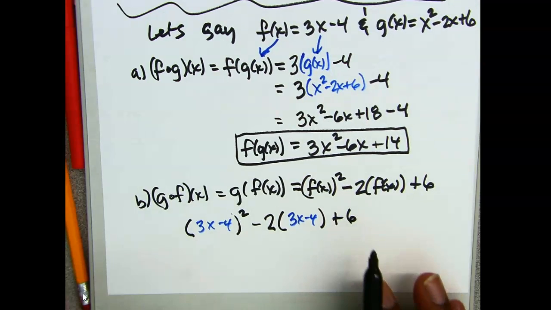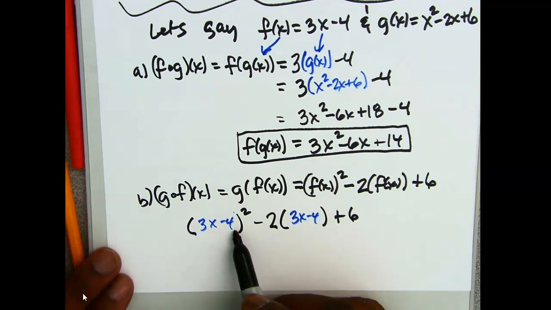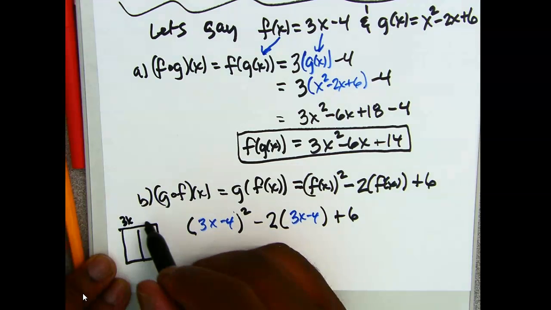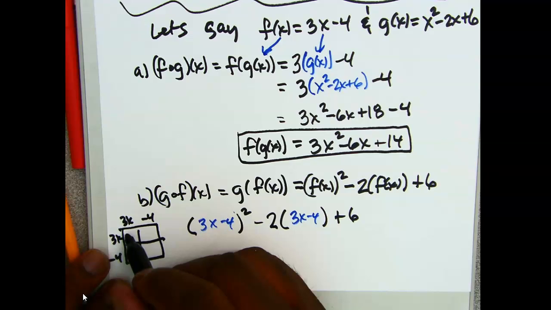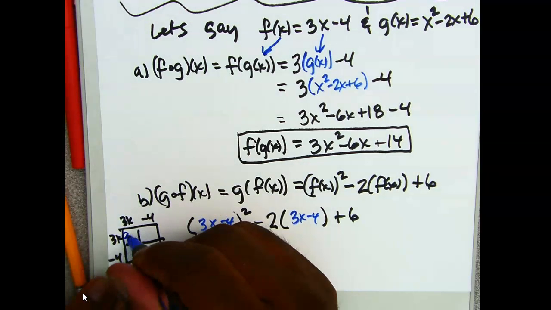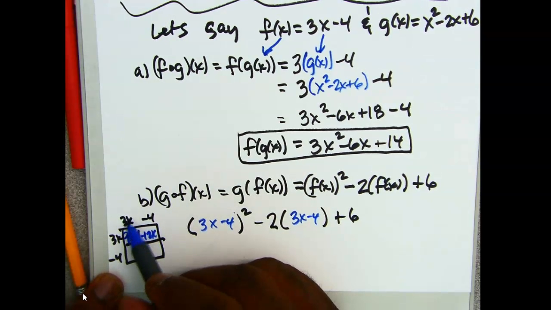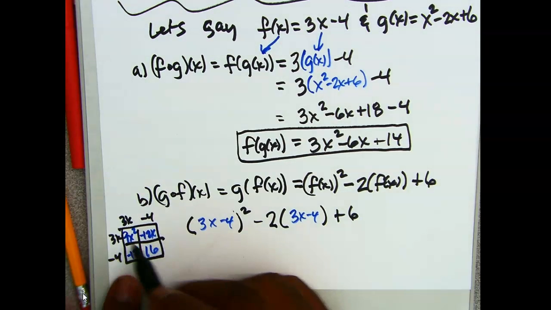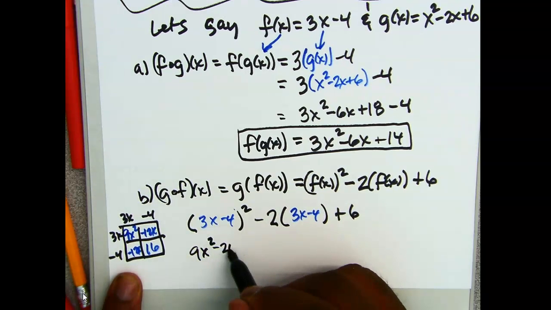Okay, now we have to expand this. So 3x minus 4 times 3x minus 4. 3x times 3x is 9x squared. 3x times negative 4 is negative 12x. 3x times negative 4 is negative 12x. And negative 4 times negative 4 is a positive 16. So this becomes 9x squared. Negative 12x minus 12x is minus 24x. And then plus 16.